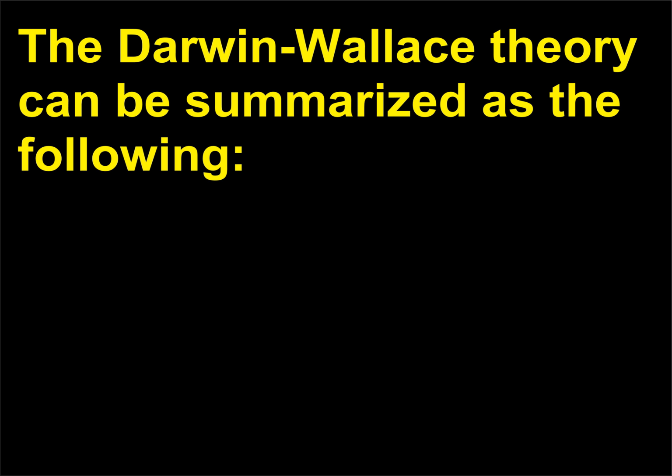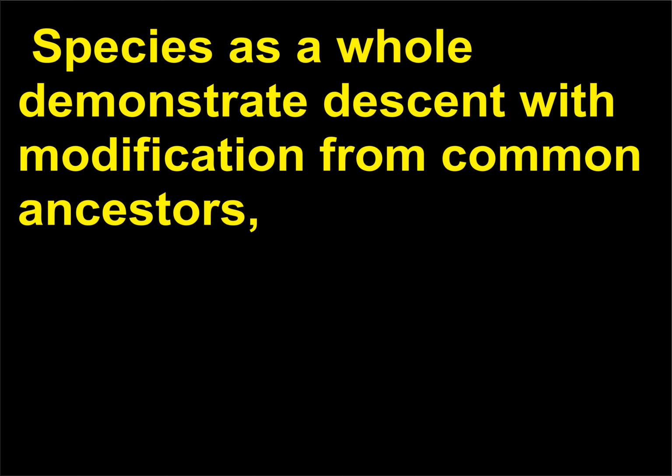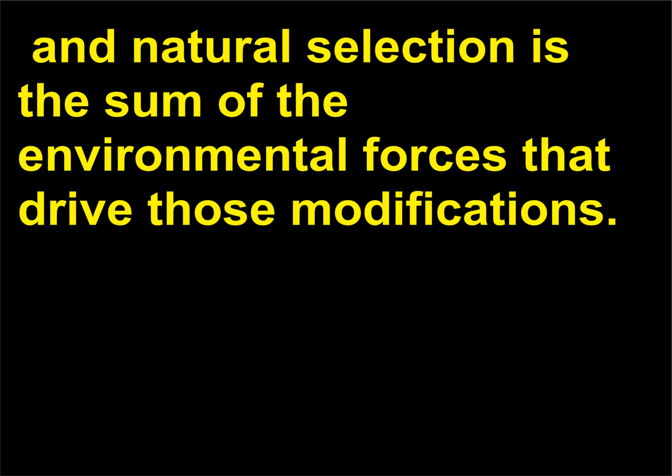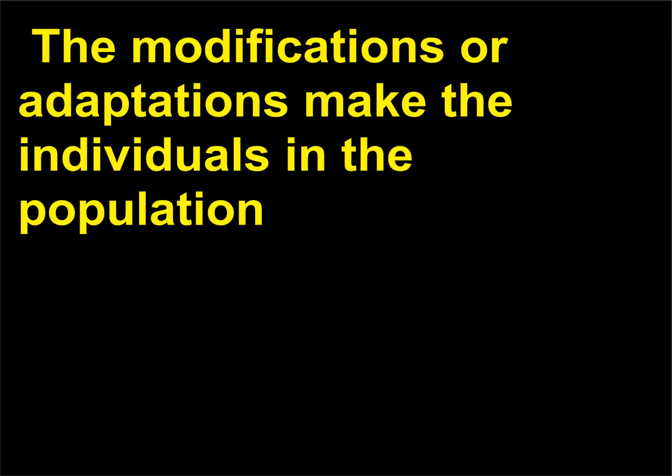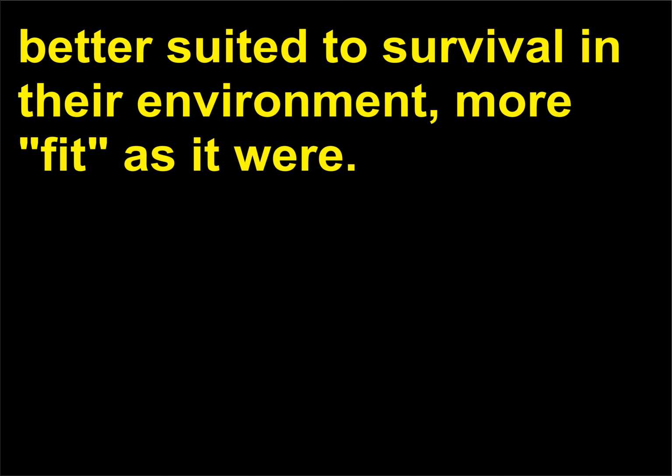The Darwin-Wallace theory can be summarized as the following. Species as a whole demonstrate descent with modification from common ancestors. And natural selection is the sum of the environmental forces that drive those modifications. The modifications or adaptations make the individuals in the population better suited to survival in their environment, more fit as it were.